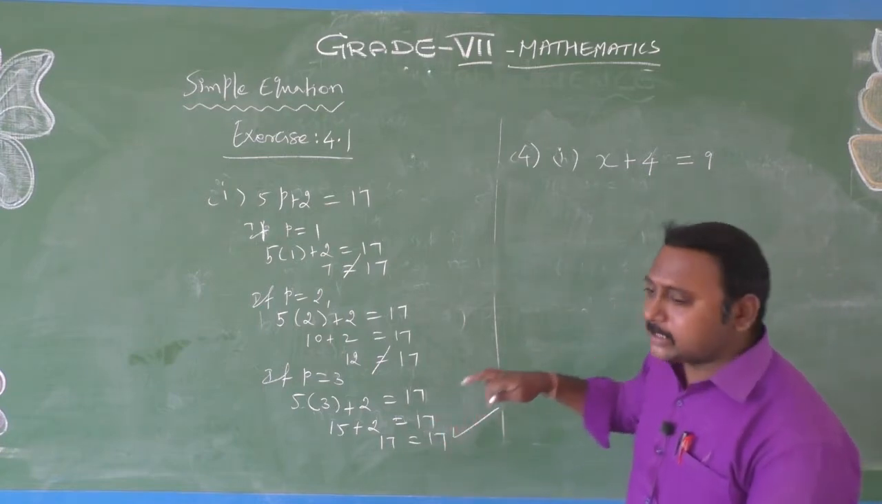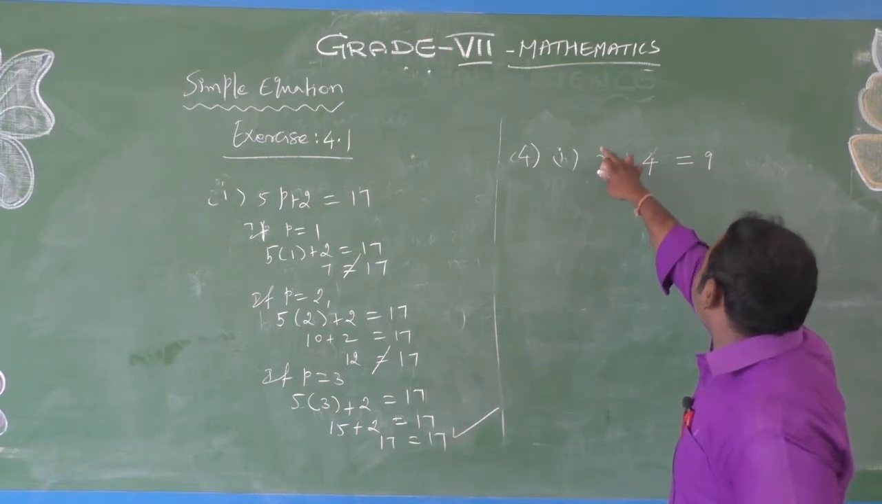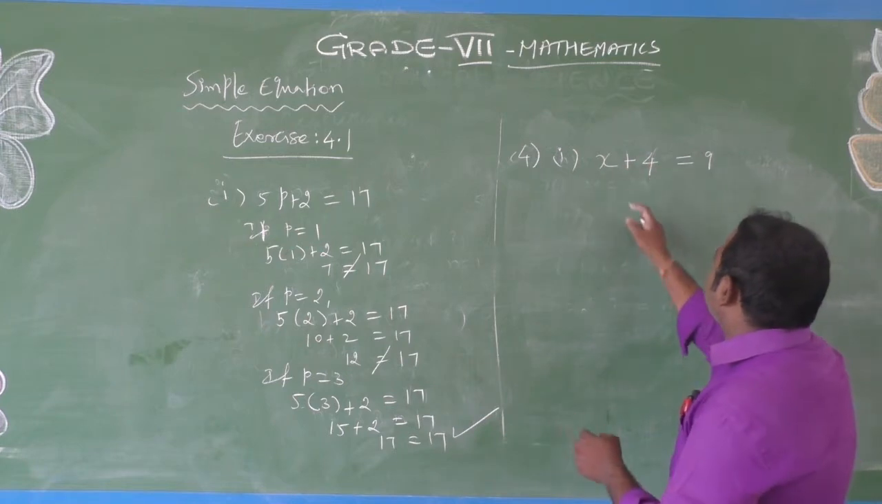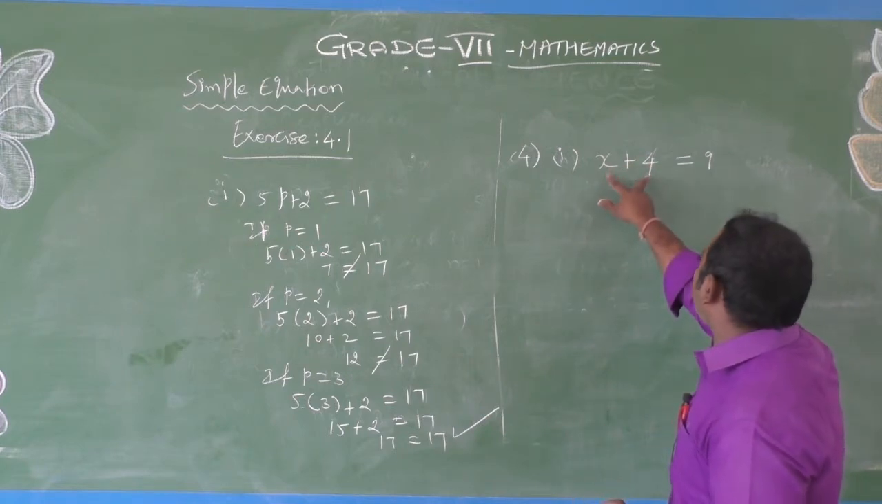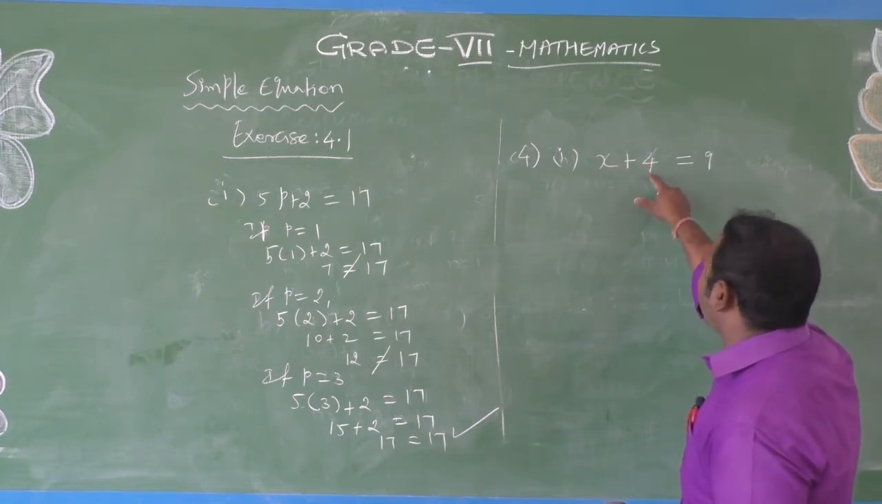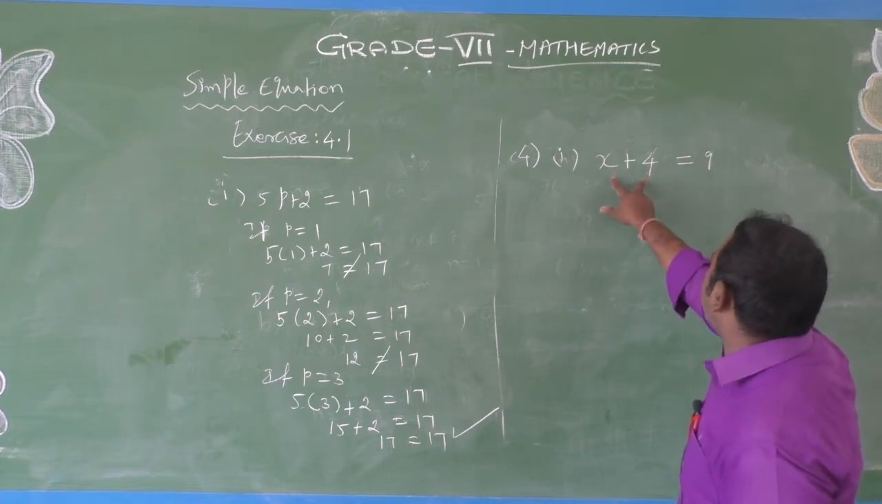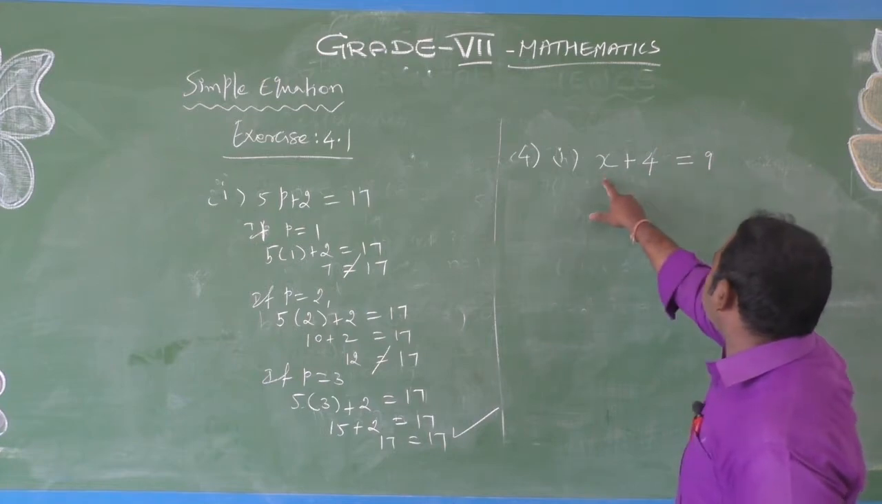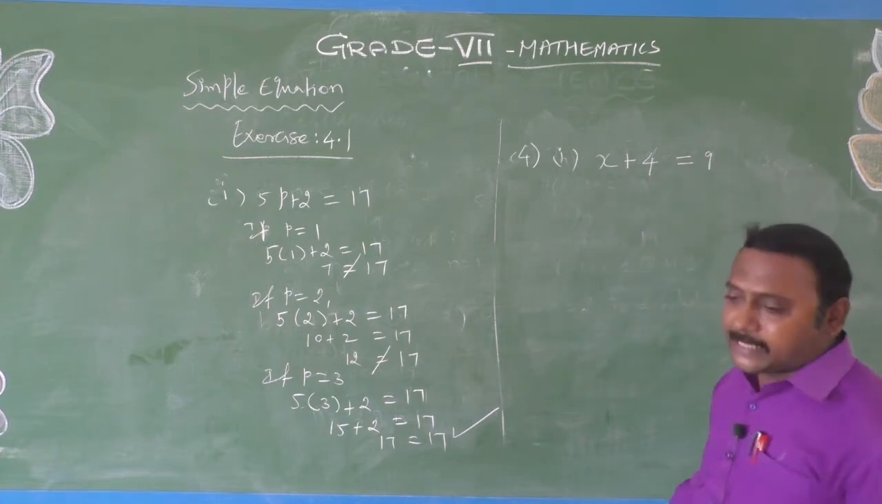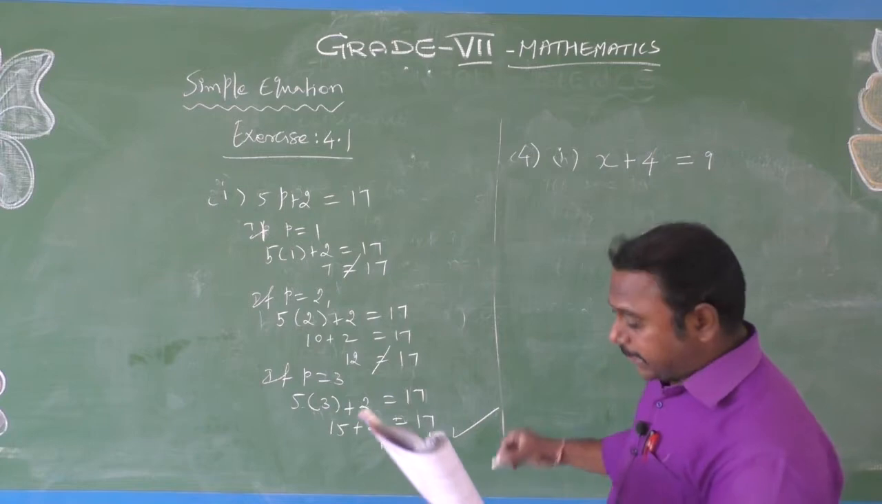So the question is, the sum of the numbers x and 4. So the sum of x and 4 means x plus 4 is 9, so is equal to 9. So the sum of x and 4 is 9 means x plus 4 is equal to 9 is the answer. Second one.